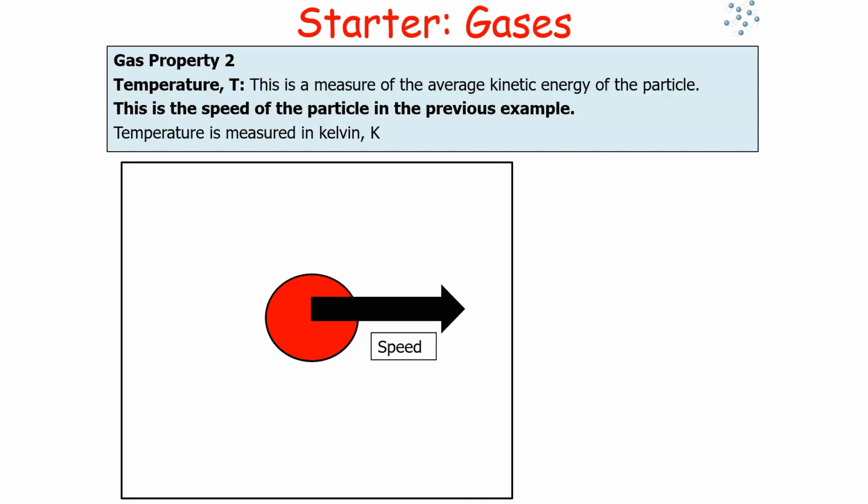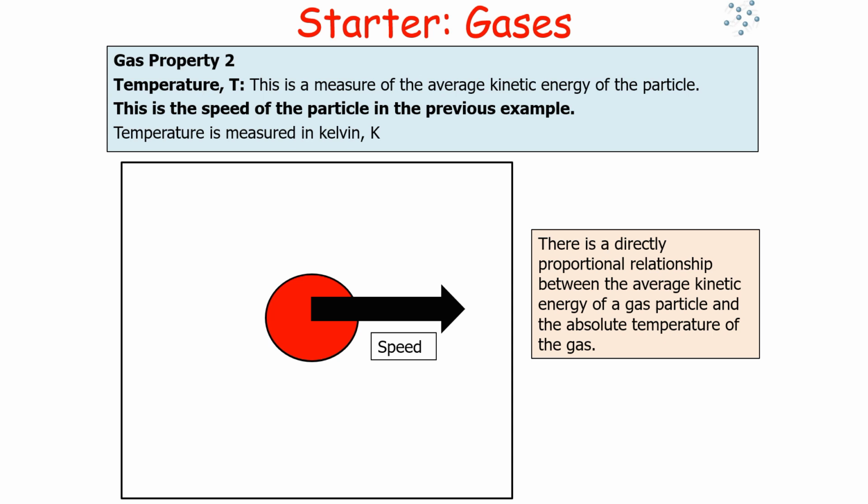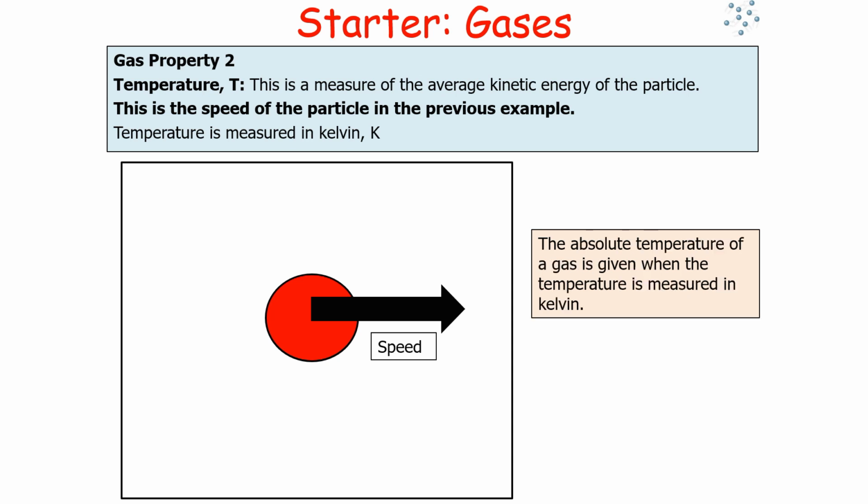The second property of a gas is the temperature, which is the measure of the average kinetic energy of the particles in the gas, which in our previous example is the speed of the particle. Now we measure temperature in Kelvin. Now there's a directly proportional relationship between the average kinetic energy of a gas particle and the absolute temperature of the gas. Now the absolute temperature of a gas is given when the temperature is measured in Kelvin.